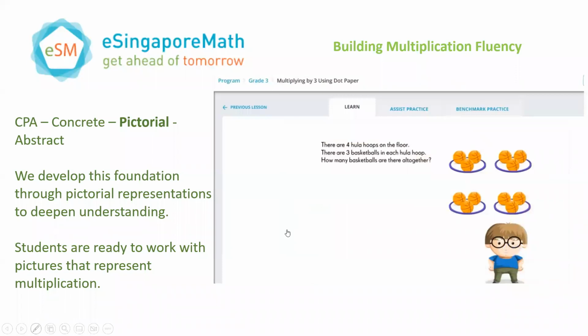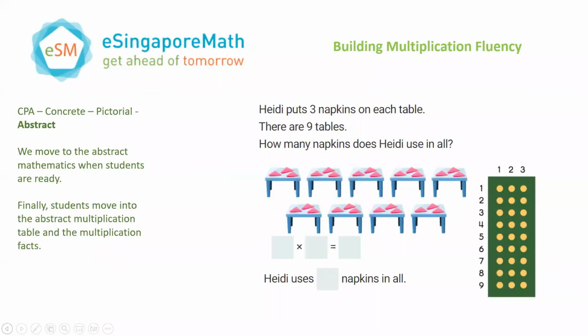There are 4 hula hoops on the floor. So then the next piece is, of course, the abstract. In this situation, everything's there, but we're working towards doing the number sentence. As you can see, we want the students to create the number sentence, but we're giving them support because we have the picture of the 9 tables with 3 napkins on each table. And we also have the dot paper. So students can use the pictures to skip count, or even if they need to, they can count one by one. Hopefully by the time they get to that, they're more fluent. But this is moving from the concrete through the pictorial, and now we've introduced the abstract.